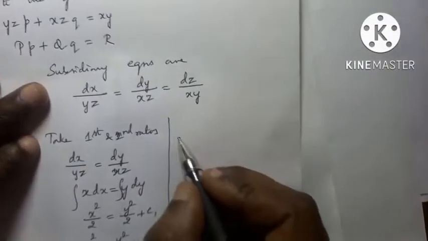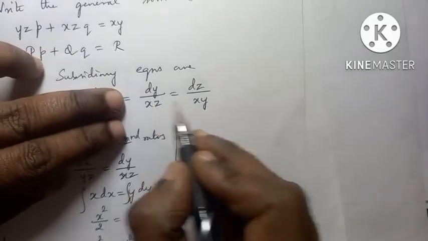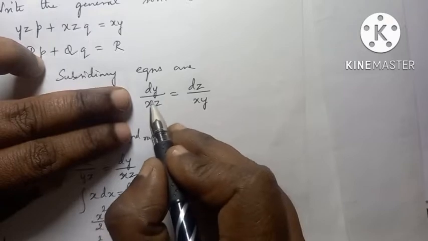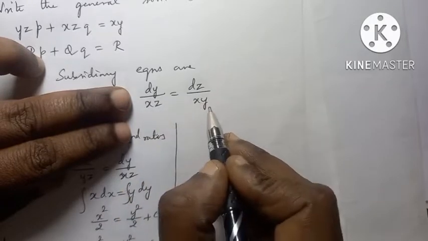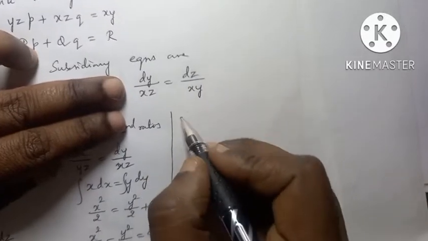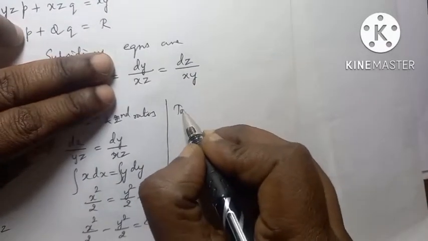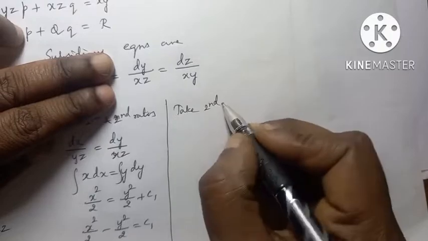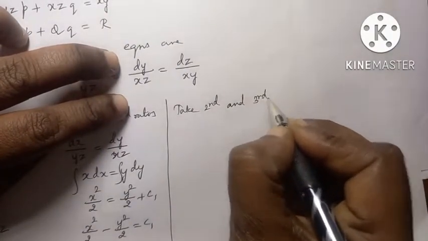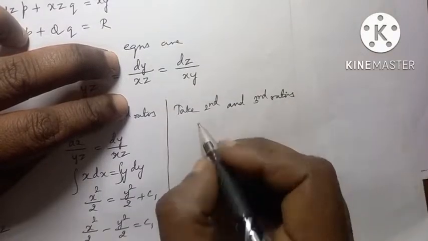Similarly, you take another two ratios. If I take second and third, will I get an answer? If I take second and third, x gets cancelled on both sides. Cross multiply, y dy, z dz. So it is possible to integrate. Okay. So take second and third ratios. If it is possible, you can take first and third. Okay. Your choice.